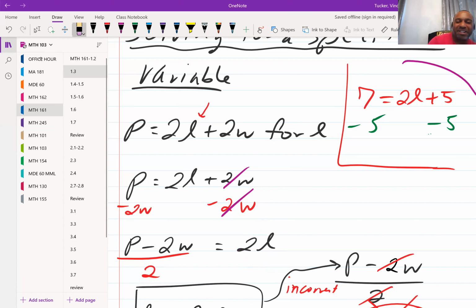So in this next part of the process, we have P minus 2W equal to 2L. Don't forget, P and 2W are not like terms, so you cannot combine them any further than that. And then for the next step, you go ahead and divide by 2.